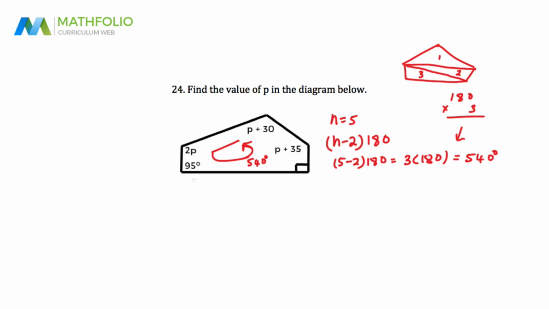Anyways, if everything's going to equal 540, we can just go around: 2p plus p plus 30 plus p plus 35. We should remember that this is 90 right here. If you write it, you're probably going to save yourself from making a mistake. So the sum of everything is 540.